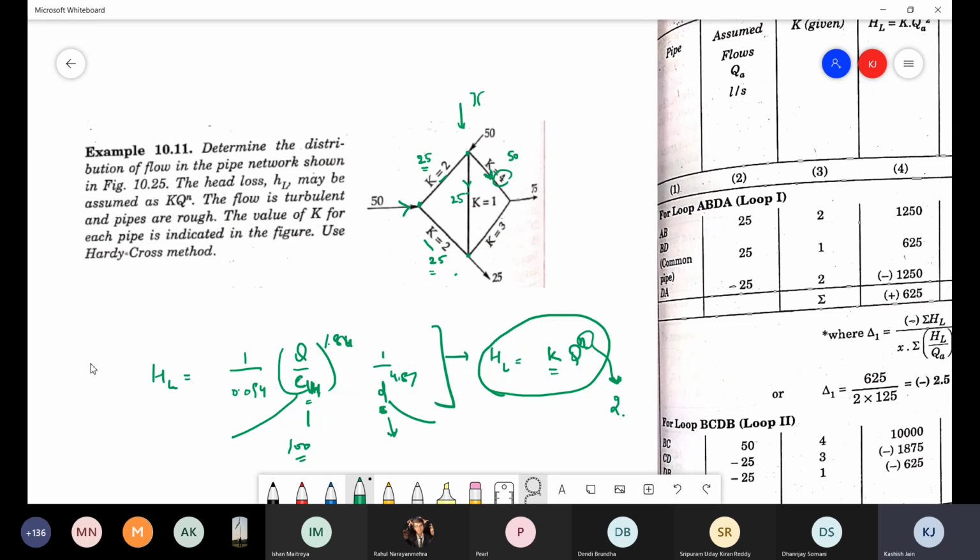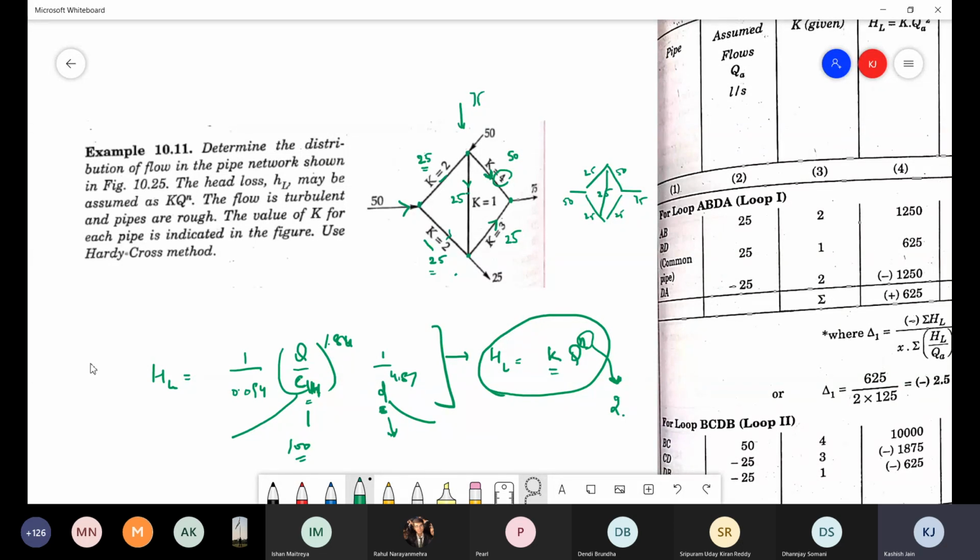Now at this particular point, 25 and 25, total 50 is coming and 25 is leaving. That means here whatever will go is 25. And at this particular point, 50 is coming from here, 25 is coming from here, and 75 is leaving. So that means our system is complete. So what we have done is, this is 50, this is 25, this is 50, this is 75, this is 25, this is 25, and this is 25, right?